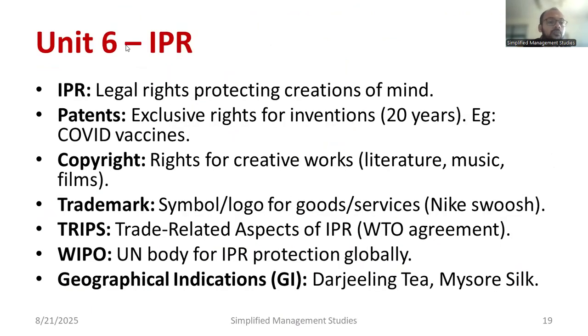So coming to unit number 6, that is intellectual property rights, called IPR. What is IPR? Define IPR. It is a legal right to protect the creations of the mind. That is called IPR. Patents. What is a patent? An exclusive right for innovations, normally for 20 years.